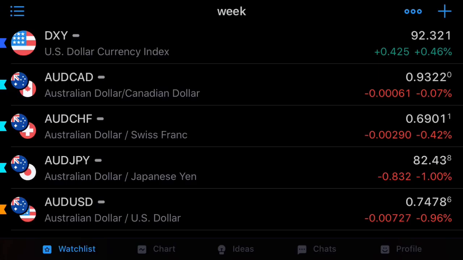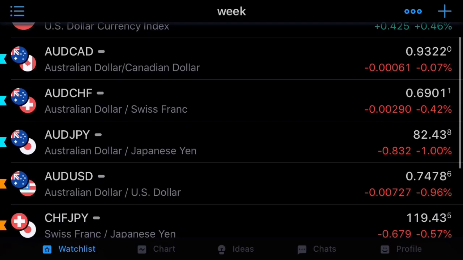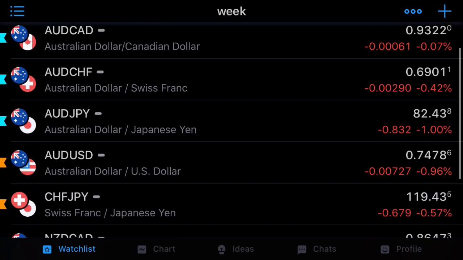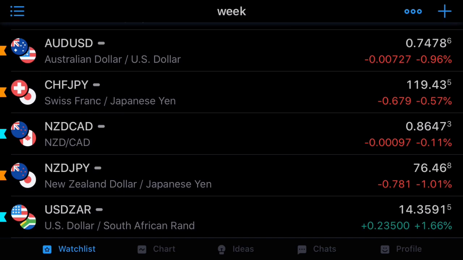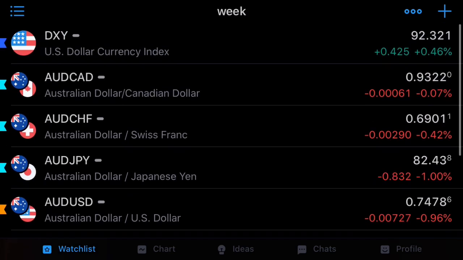Today's weekly analysis, guys, we're gonna go through 5 different pairs: Aussie CAD, Aussie Swiss franc, Aussie JPY, New Zealand dollar CAD, and USDZAR. Not only are we gonna do analysis, but we're also going to highlight an important concept. We're going to show you guys how to use structure to isolate your chart patterns. Now let's get into things, guys.